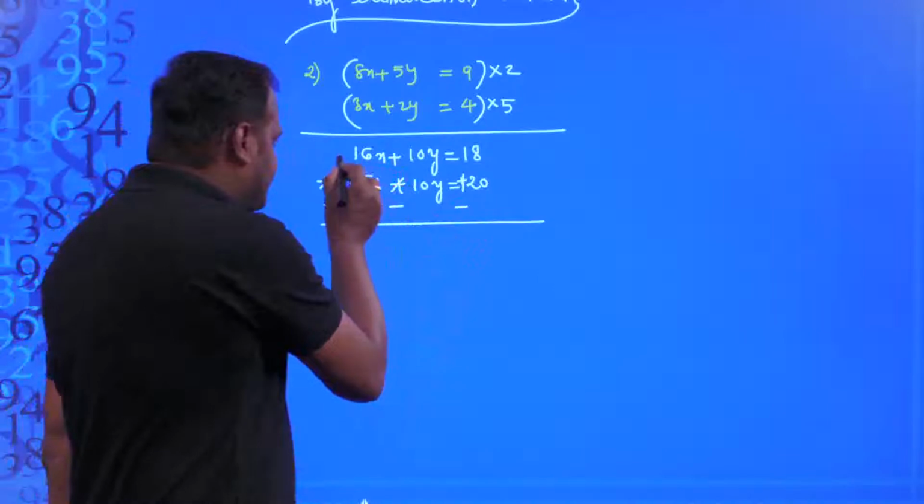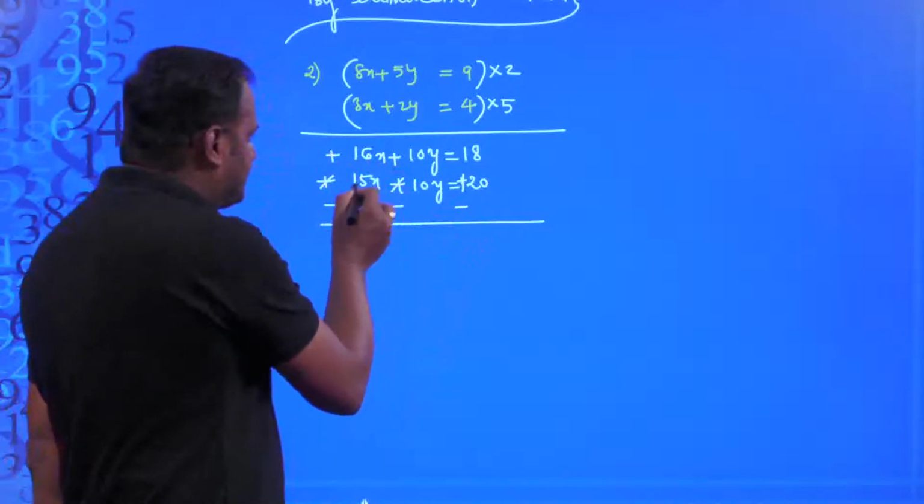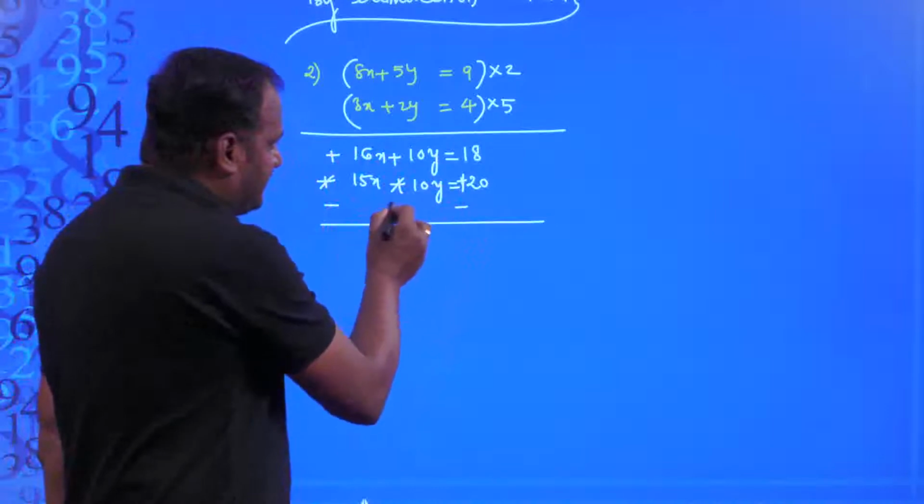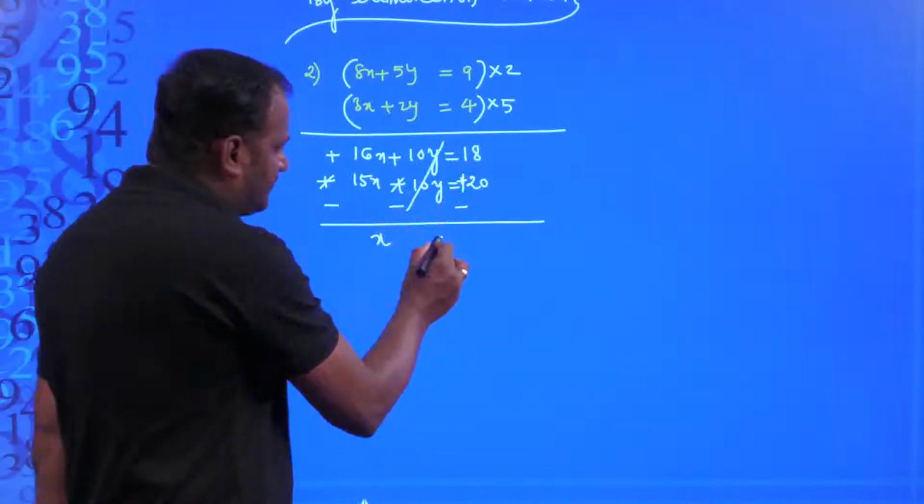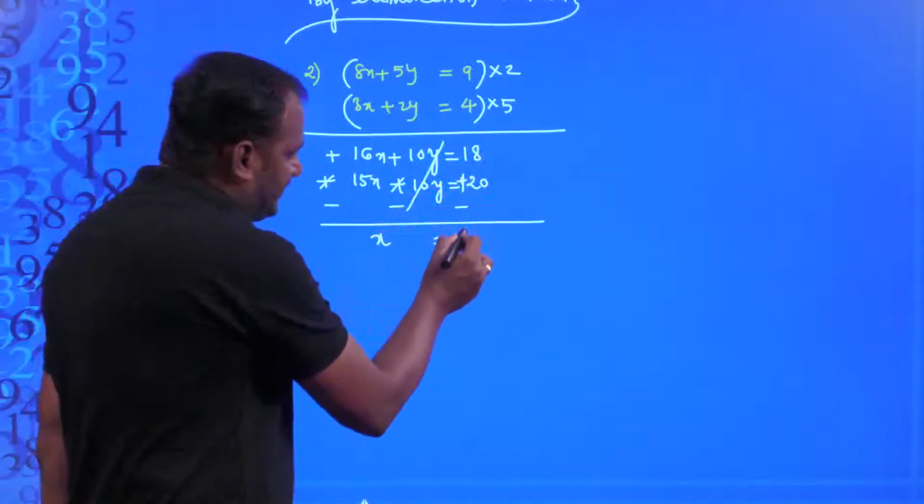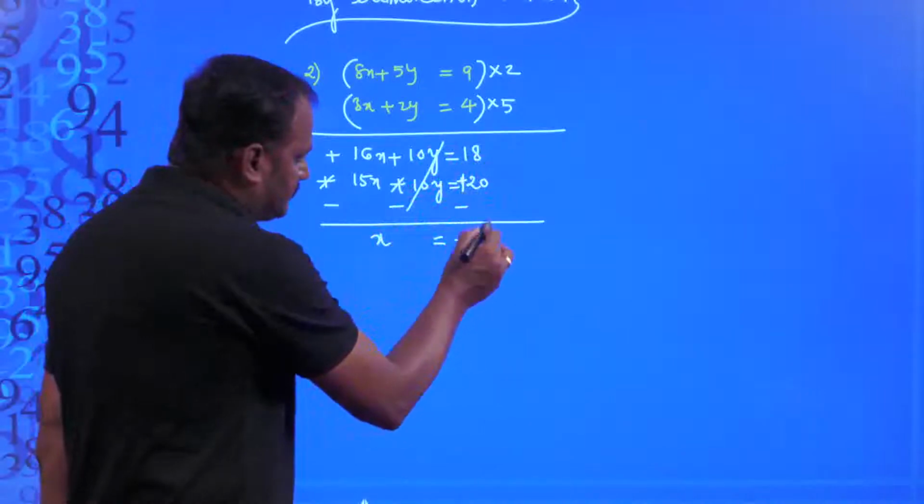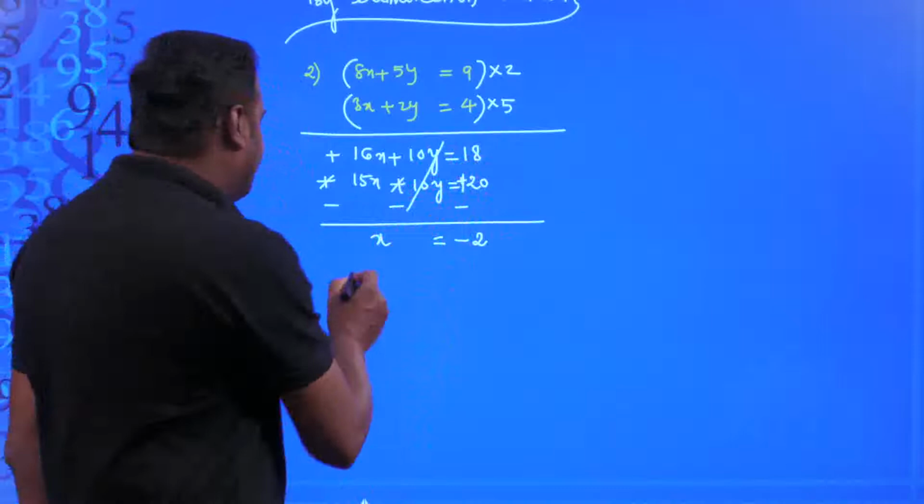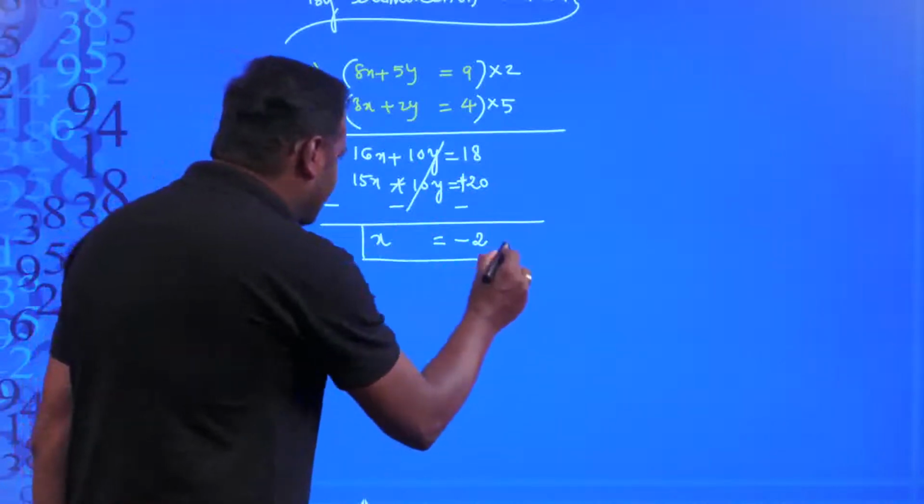So, 16x minus 15x is going to be 1x, and plus 10y minus 10y will be 0, which is equal to 18 minus 20, which is going to be minus 2. So we got the value of x directly. We get x is equal to minus 2.